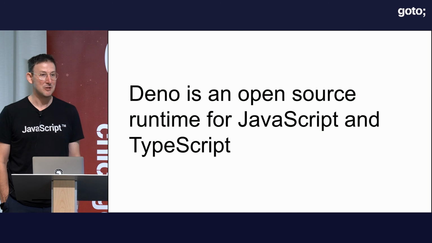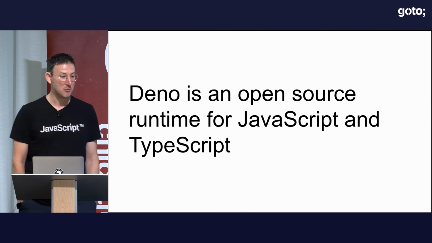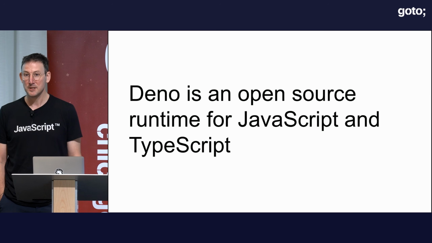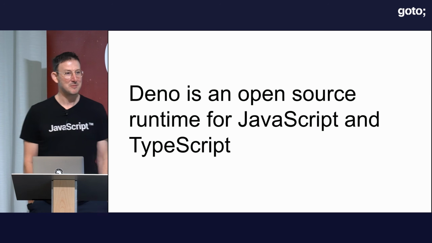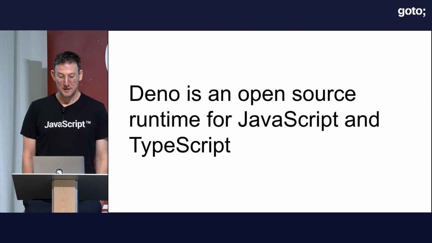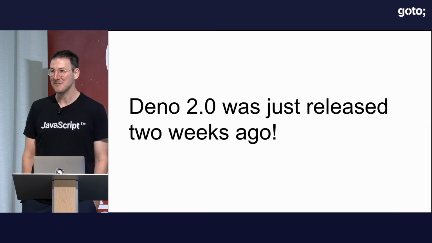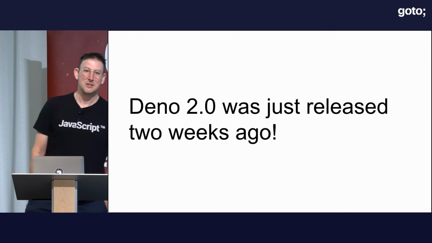I continue to work on JavaScript runtimes. For the past couple of years, I have been working on a project called Deno, which is also a runtime for JavaScript. It is a more modern flavor of this, and just 2 weeks ago, we released Deno 2 after many years of development. Deno 1 was released in 2020.